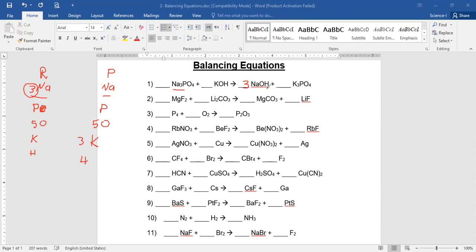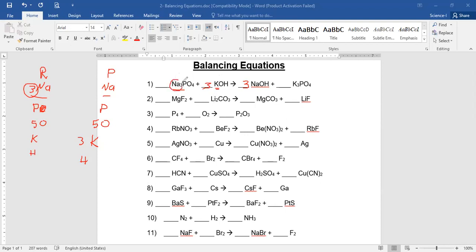You get the idea? Yes, Mister. So how many potassium do we have here, Nano? How many K? 1. And here? 3. So what should we do? Add 3. We're gonna write 3 here. Good. Okay, now let's compare the elements.